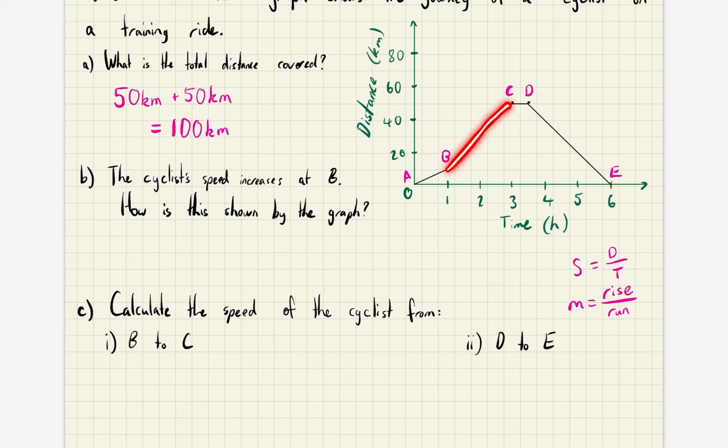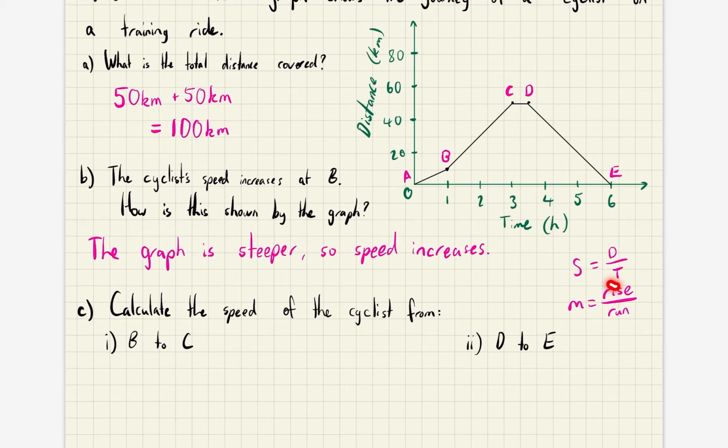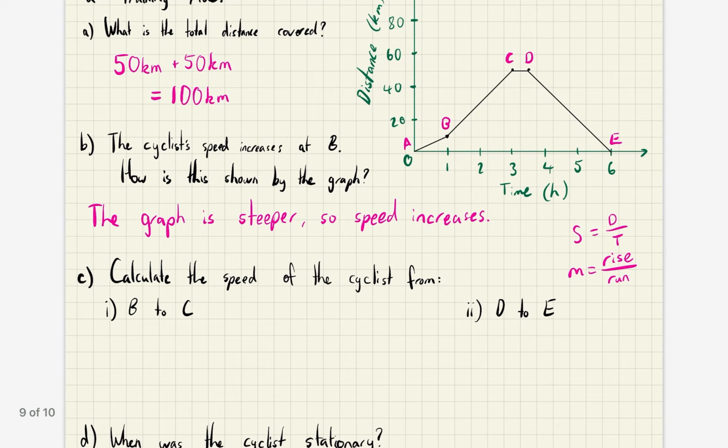So you can see we've got a shallow gradient and then we have a steeper gradient. So the speed increases because the gradient has increased, which means that the speed has increased. So that's all we need to write. The graph is steeper. So speed increases. Okay, so it all comes back to this, rise over run.